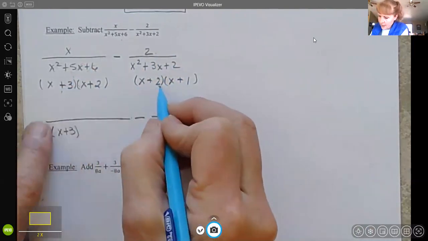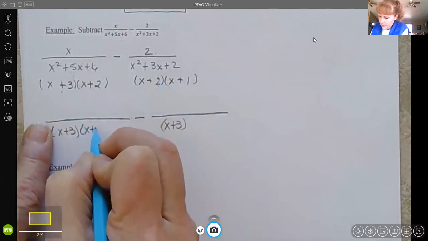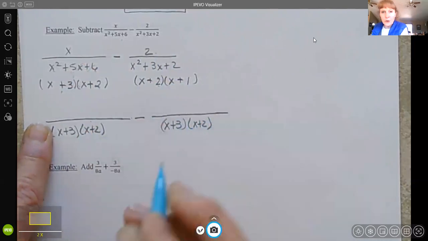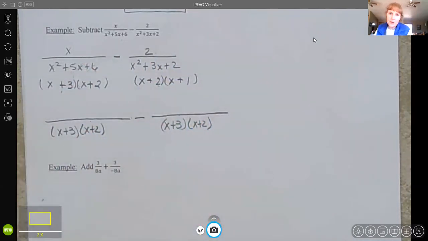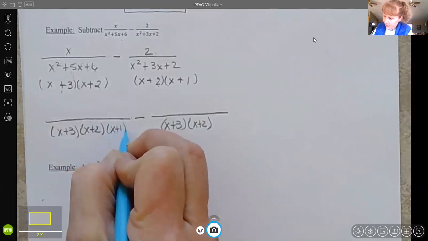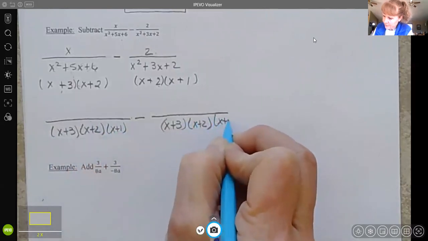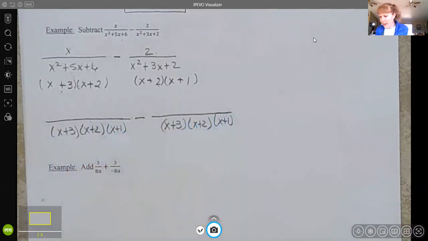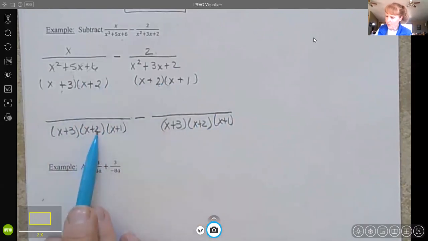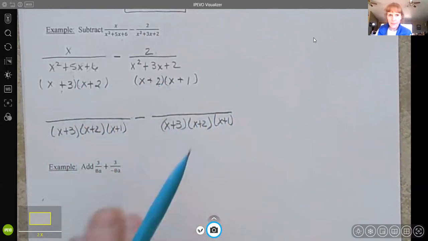I have to have an x plus 2 because it occurs in both fractions. And the highest power is the first. If I had an x plus 2 squared, I'd use that. And then I've got an x plus 1. And I have an x plus 1. There's my least common denominator for those. Everything in these originals is now found down here.